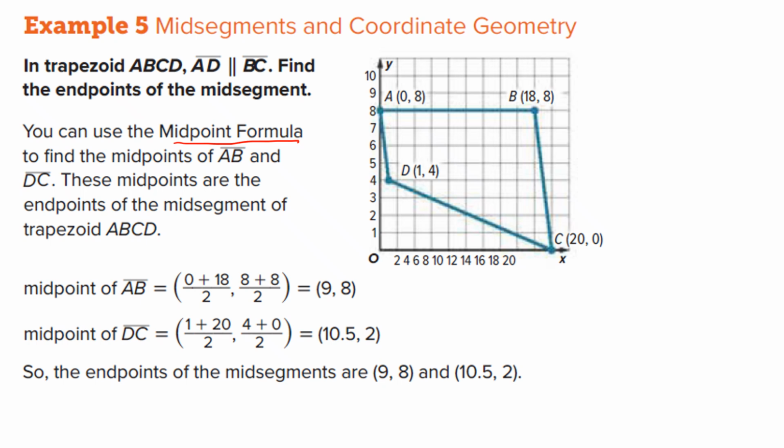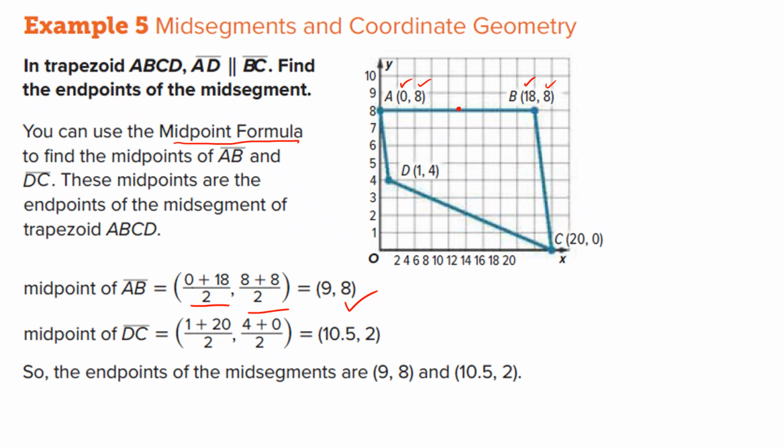So I am now going to calculate the midpoint of A and B. The formula is 0 plus 18 divided by 2 for the x coordinate and 8 plus 8 divided by 2 for the y coordinate. So 9 comma 8, this is one of the endpoints of the mid segment.